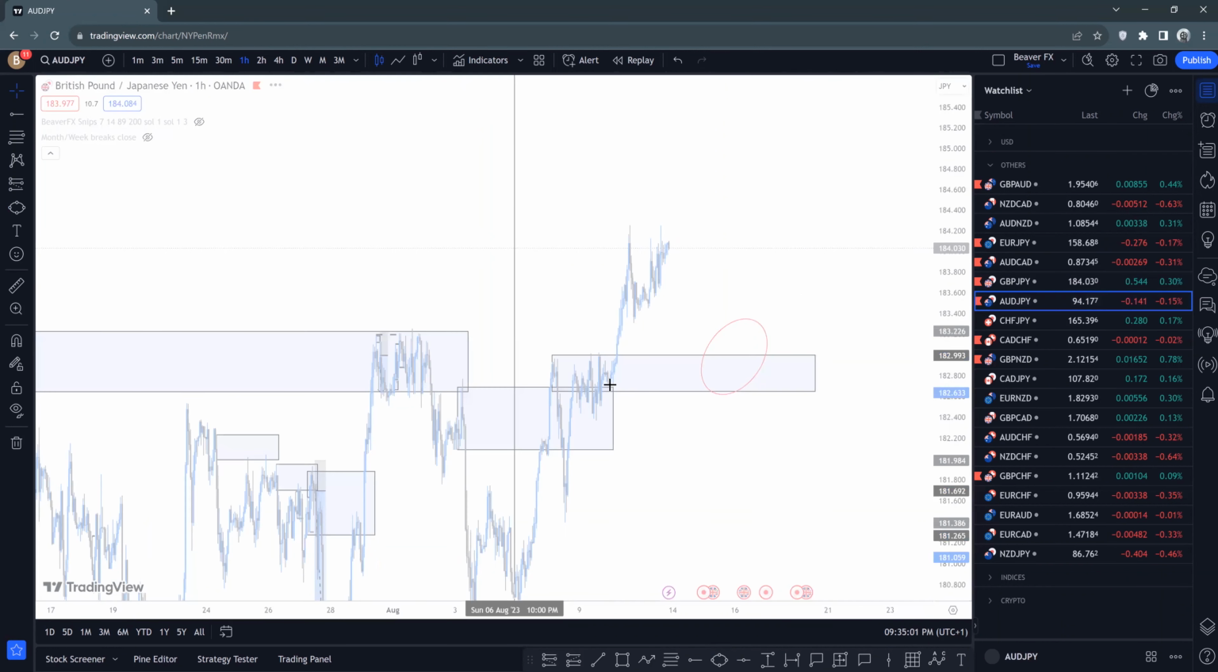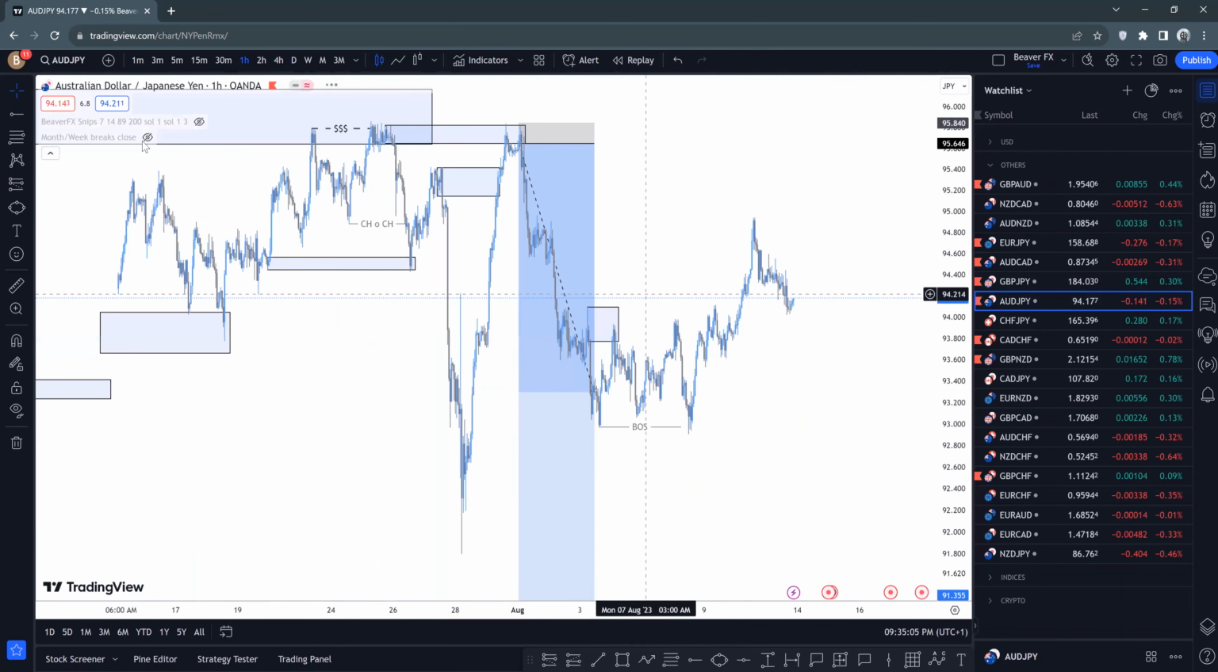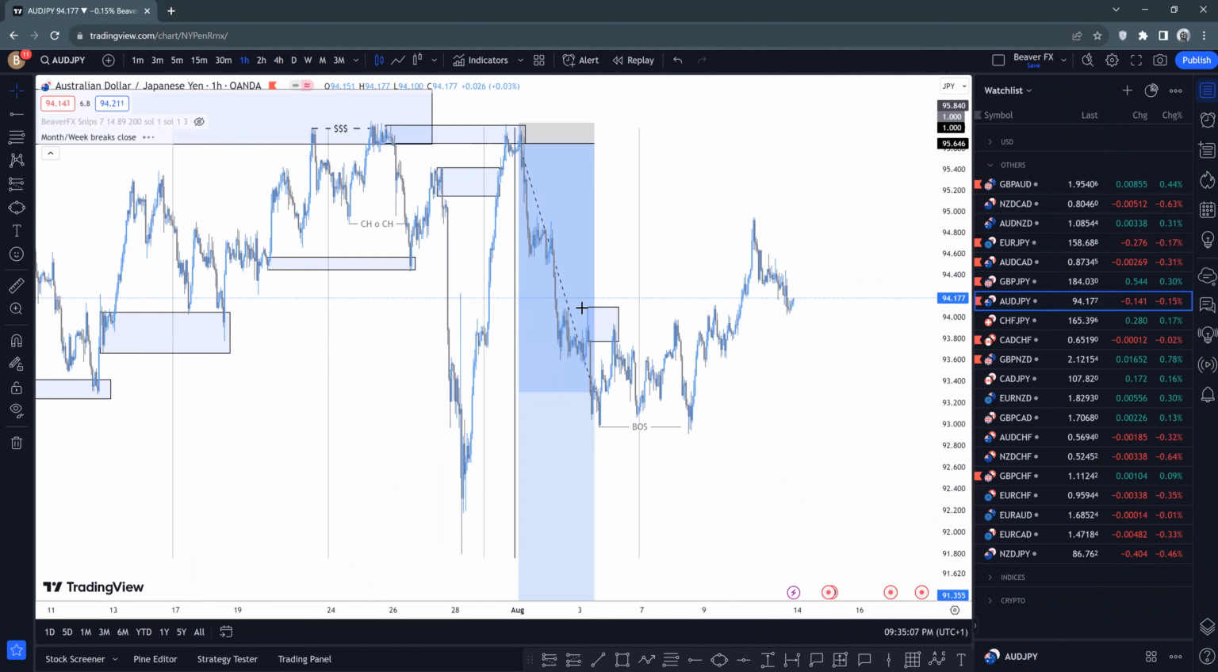Let's go to AUD/JPY. Now for AUD/JPY, we had some moves here. This was the beginning of the previous week.